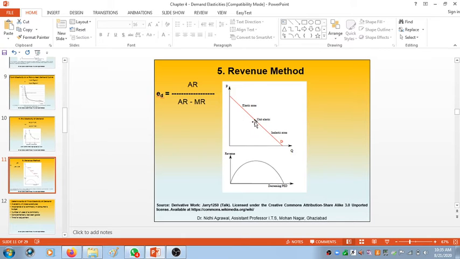So if you know the values of AR and MR, then you can easily calculate price elasticity of demand through this method.